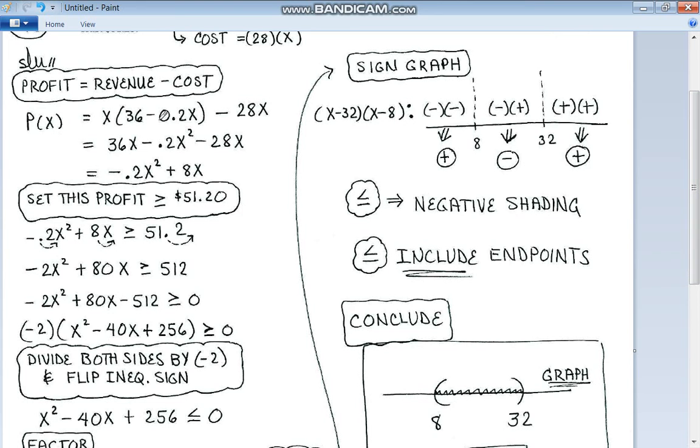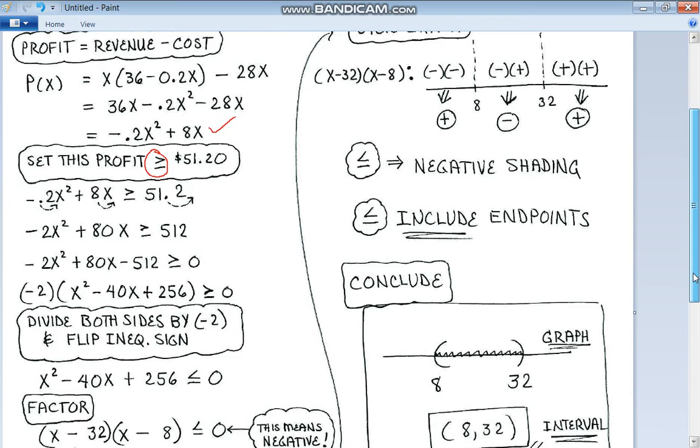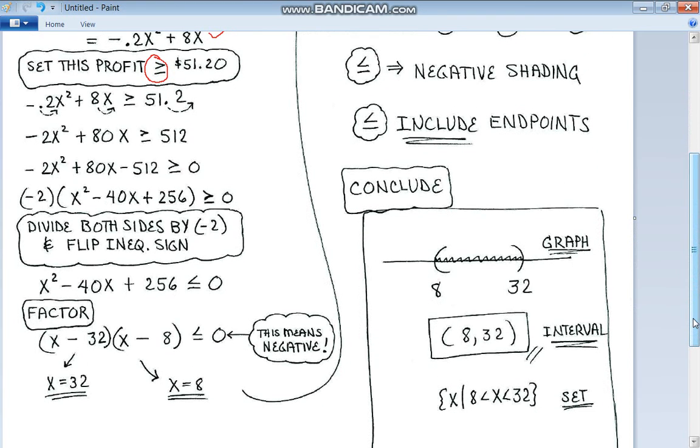Solution. Profit will equal revenue minus cost. So P of x, the profit, is the revenue, which we discussed as x times (36 minus 0.2x). That was given to us. And then minus the cost. The cost is 28x, so we subtract 28x. Get rid of the parentheses and combine like terms. We have the profit equals negative 0.2x squared plus 8x. Now we're going to set this profit greater than or equal to 51.2 because we want to make at least a profit of 51.2. So we have negative 0.2x squared plus 8x is greater than or equal to 51.2.